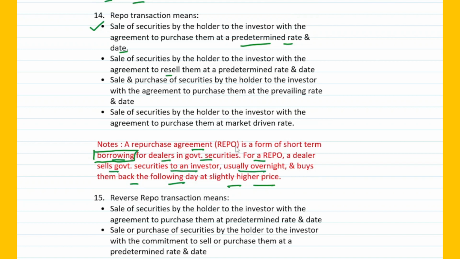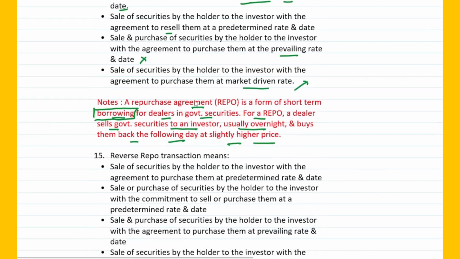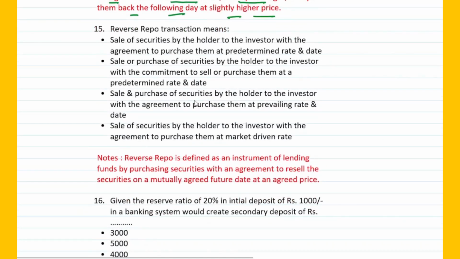Then the third one says sale and purchase of securities by the holder to the investor with an agreement to purchase them at prevailing rate and date. No, it's not at prevailing rate and date. And finally, sale of securities by the holder to investor with agreement to purchase them at market driven rate. No, it is always predetermined rate and date. Hence my correct option should be option number A or option number 1.